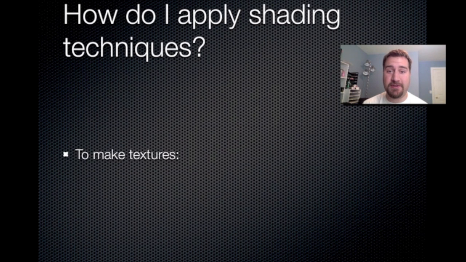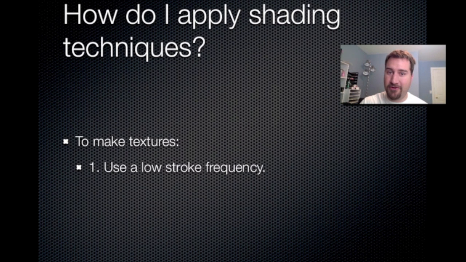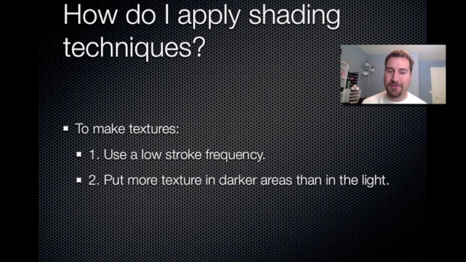How do you make textures? Textures, as stated earlier, use a low frequency. That's so that we can see the strokes in order to have a specific effect. Now this next part's pretty cool. Anytime you do a texture on the surface of your drawing, you put more texture in the darker areas than in the lighter. That's because when the light hits your subject, it actually burns out the values and it burns out the textures. So we'll see more texture in your shade and your midtone than we will in your highlight and other light values.